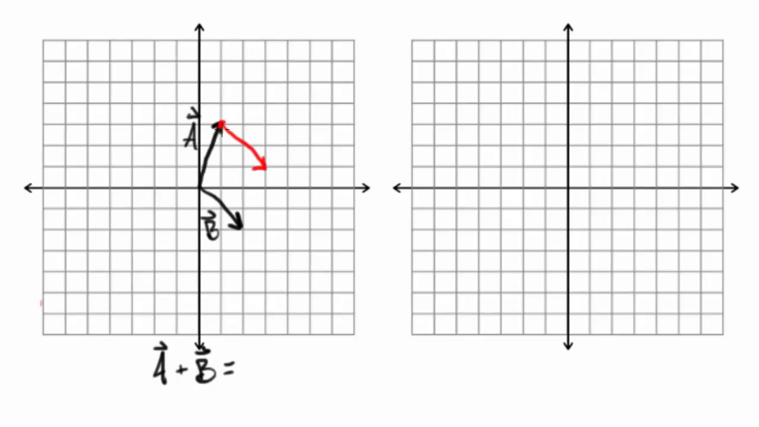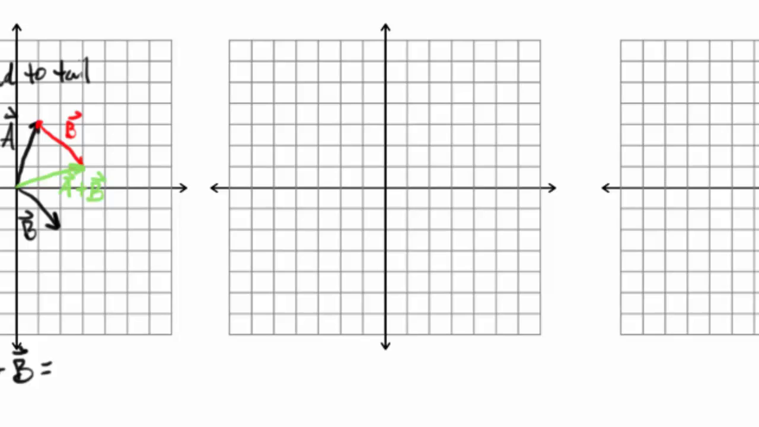So now what I can see is that A plus B is the resultant, which goes from the tail to the head right here. So this vector is A plus B. And that's it. It's called the head to tail method. Head to tail. That's an easy way to add vectors graphically.